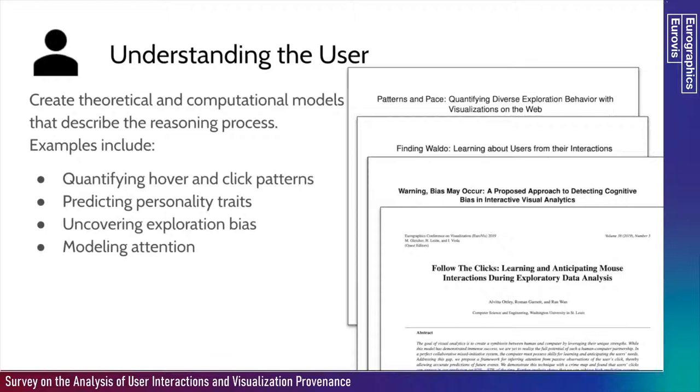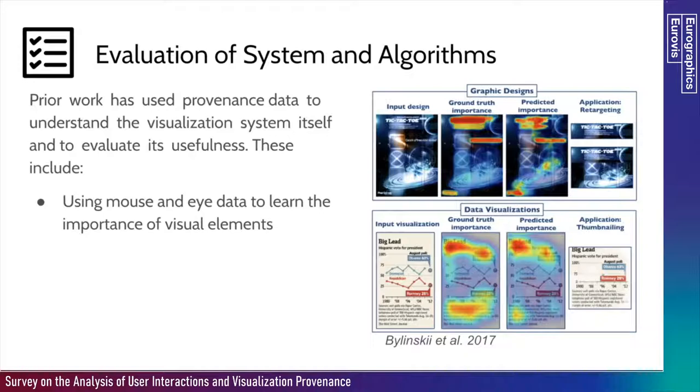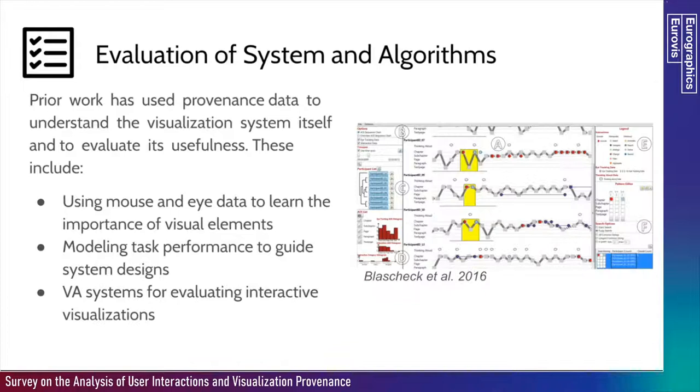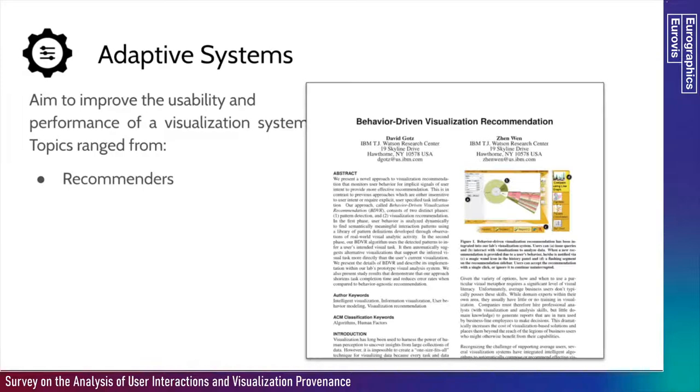Also common was the analysis of provenance data to understand the system itself or to evaluate its usefulness. These include papers on using mouse and eye data to learn the importance of visual elements, modeling task performance to guide system design, and visual analytics systems to evaluate interactive visualizations. Perhaps the most common goal that we observed was in the area of adaptive systems. The aim here is to improve the usability and performance of visualization tools, and topics ranged from recommender systems, providing guidance to the user, and adaptive prefetching.